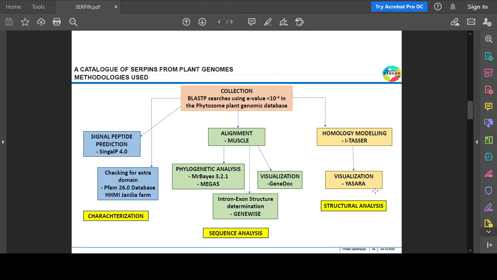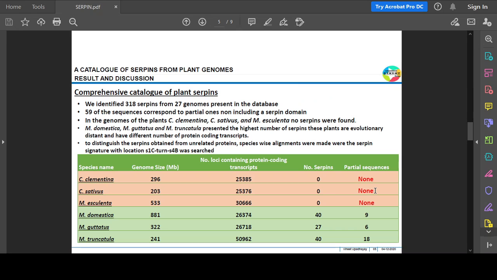So we divided our work into three parts. We collected the data using BLASTP searches, keeping the e-values below 10 to the power minus 3, in the plant genome database, Phytozome. We first did the characterization studies. We tried to predict the signal peptides, and then we searched for extracellular domains. We did the sequence analysis: alignment and phylogenetic studies, visualized in GeneDoc, and determined the intron-exon structure. And we did structural analysis, where we did homology modeling using the I-TASSER web server.